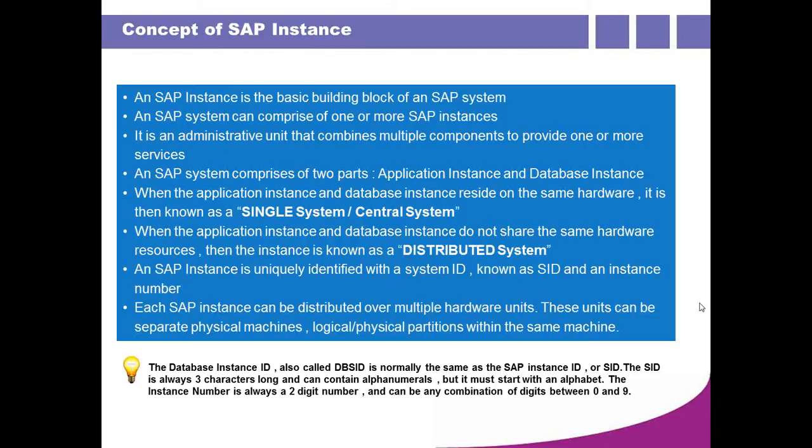For example, SAP quality SID is Q11 and database SID is also Q11, so you can easily identify, oh, this is the quality database. Production database, P11. By seeing the SID, yes, this is the production database. That's why it's the easiest and standard practice to give the same SID for SAP and database. Now I come back to the distributed environment.